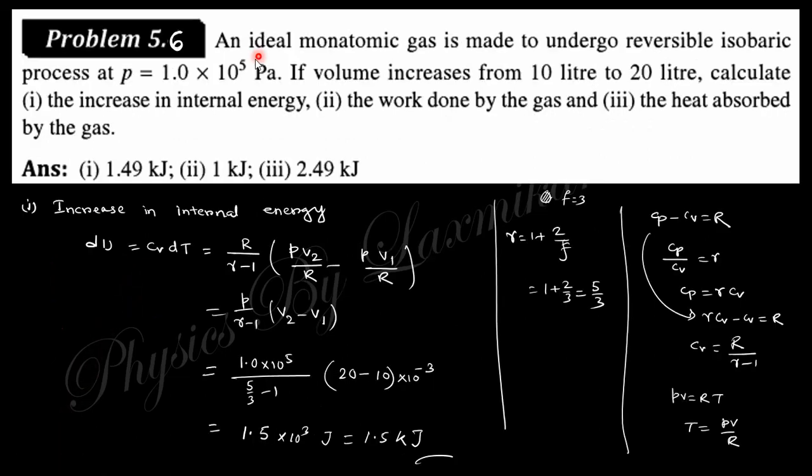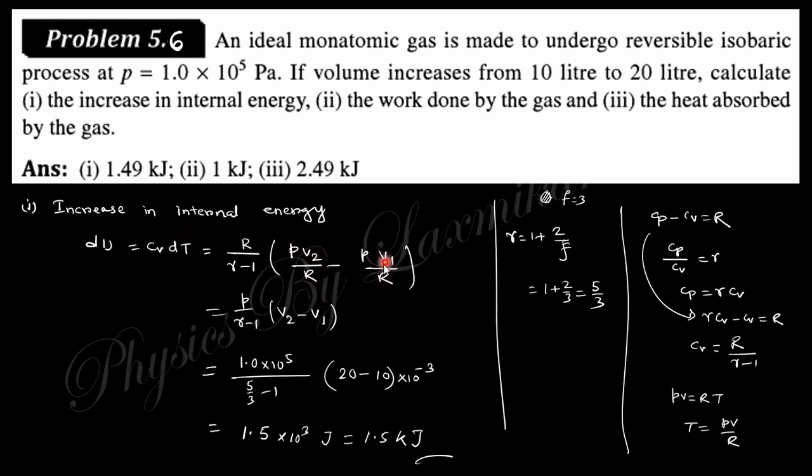Next one. An ideal monoatomic gas is made to undergo a reversible isobaric process. Pressure is given. If the volume increases from 10 to 20, calculate the change in internal energy. So internal energy is nothing but Cv dT, and Cv is R by gamma minus 1, because it's taken as 1 mole, so n is 1. So R by gamma minus 1, and dT is the temperature, which is nothing but PV by R.